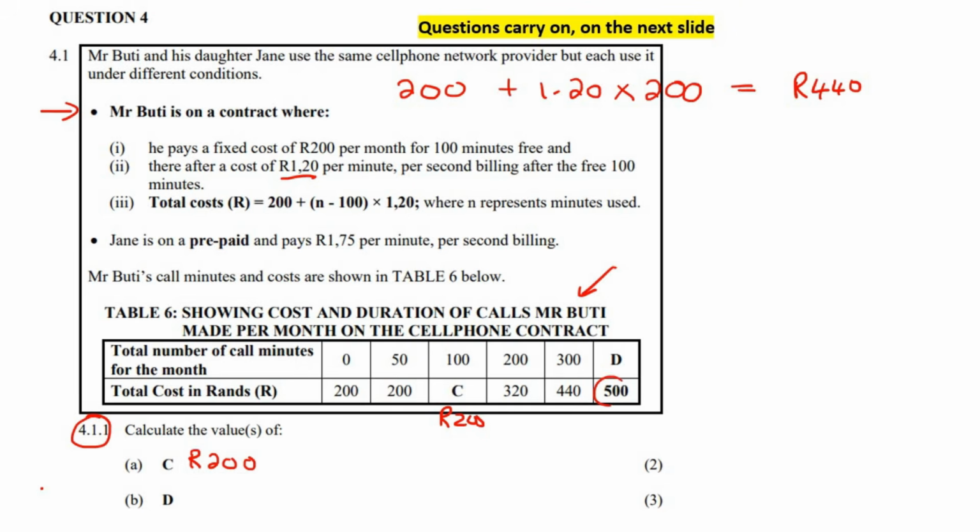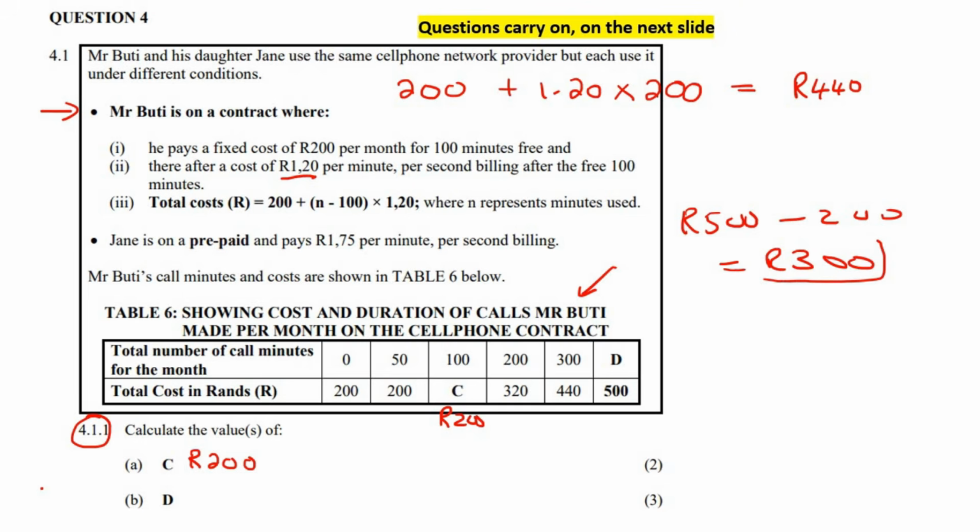Now it's 500, but that's the cost. So we somehow have to work backwards now. How would you do that? Well, this is the total cost of 500 Rand, okay? But how much of that was from the monthly contract? Well, 200 Rand is for the monthly contract. So you could say 500 Rand minus 200, and that's going to be 300 Rand.